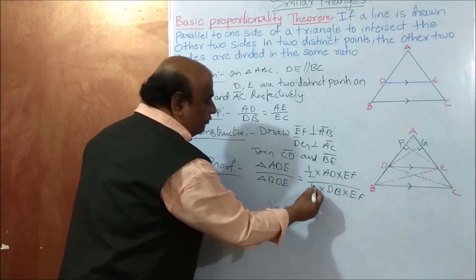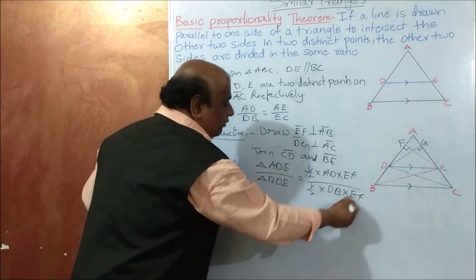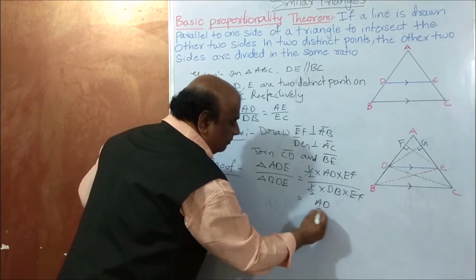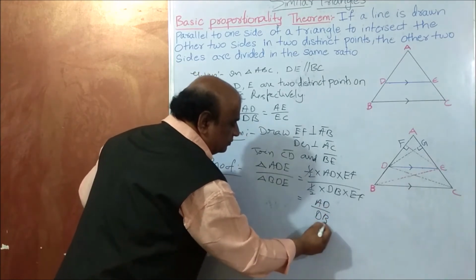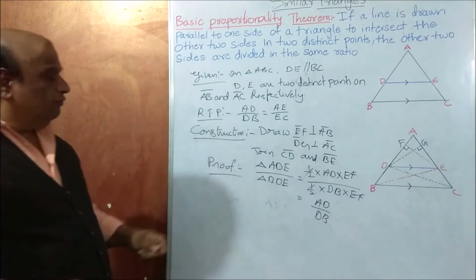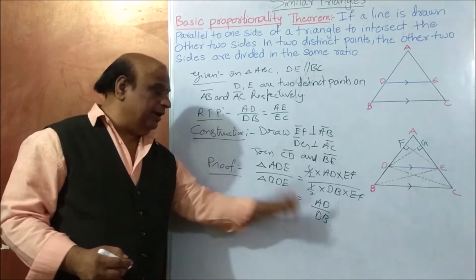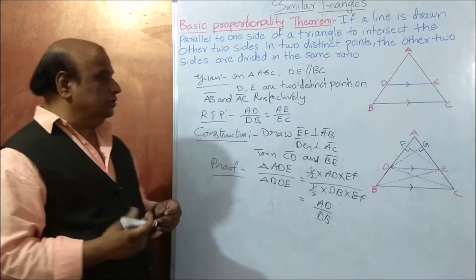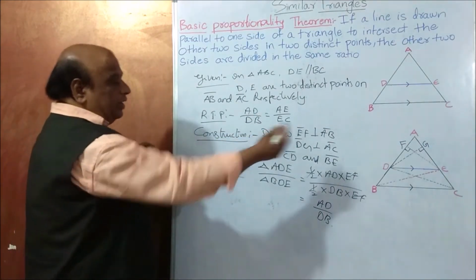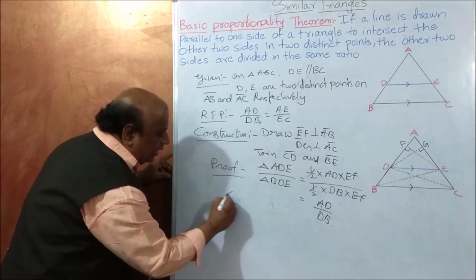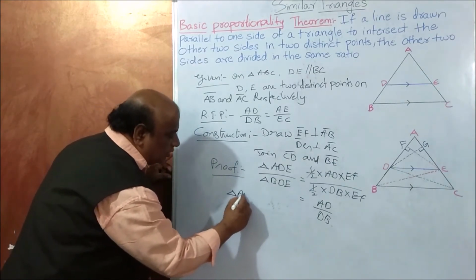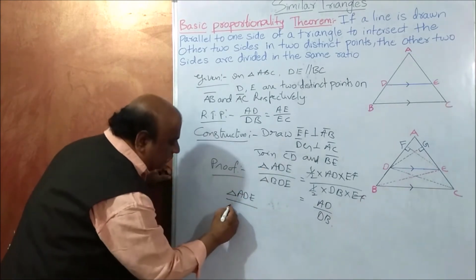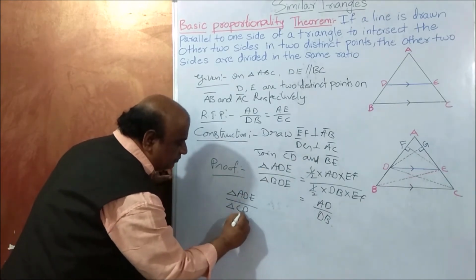Now half cut and the EF cut, we get AD by DB. So from this ratio we got AD by DB. We need AE by EC, one more ratio. That's why we are taking again triangle ADE by triangle CDE.